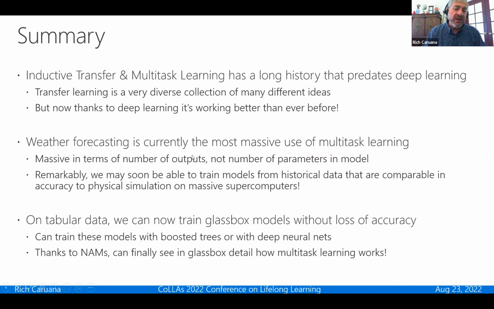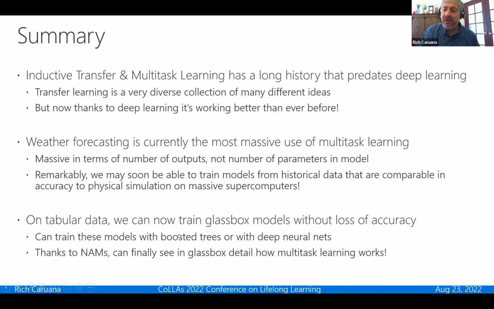Weather forecasting is currently, we believe, the most massive use of multitask learning, and it's working surprisingly well. We really can't believe that it's working as well as it is. And we're nowhere close to the complexity of the models that we're competing against yet. So that's really exciting. There's a chance we're going to catch up with those models.